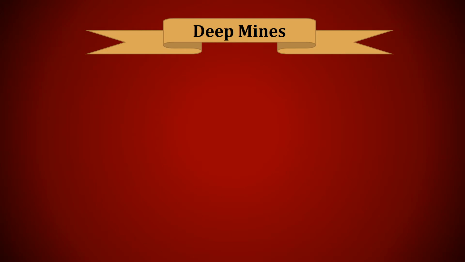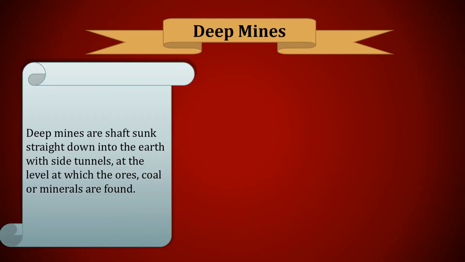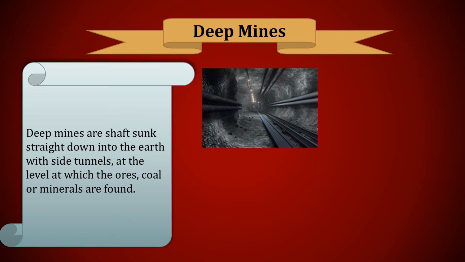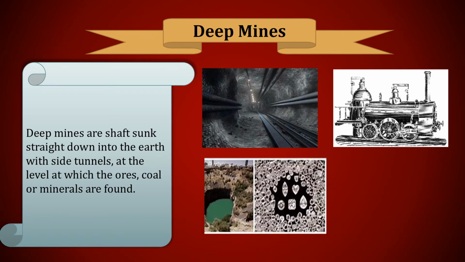Deep mines are shafts sunk straight down into the earth, with side tunnels, at the level at which the ores, coal or minerals are found. This vertical shaft can go down as much as 2 kilometers deep, like the diamond mines of South Africa. The work down in the deep mines is extremely dangerous because of the danger of tunnels collapsing.